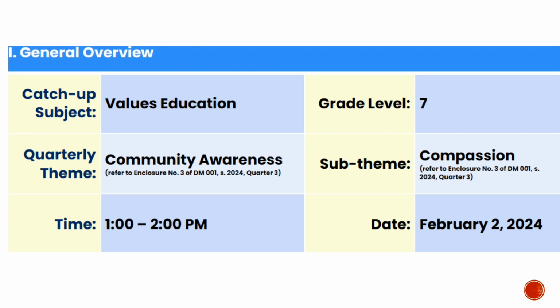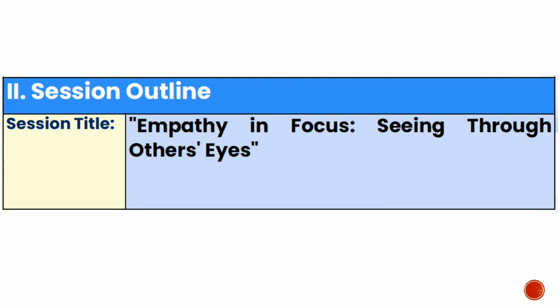Sample lesson plan. Teachers, this is for the values education only. Catch-up subject, values education, quarterly theme, community awareness, time, 1 o'clock to 2 p.m., grade 7, sub-theme, compassion, date, February 2, 2024. This is just an example. Session outline, the session title, Empathy in Focus: Seeing Through Others' Eyes.